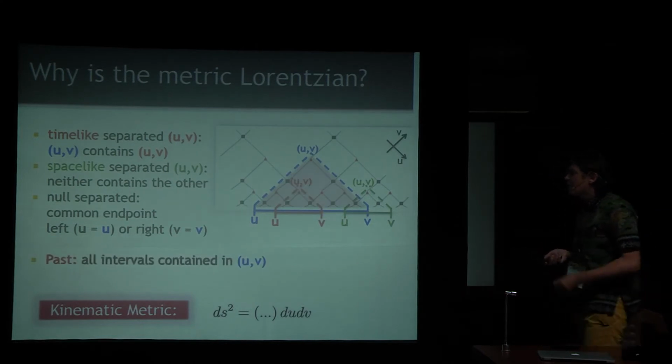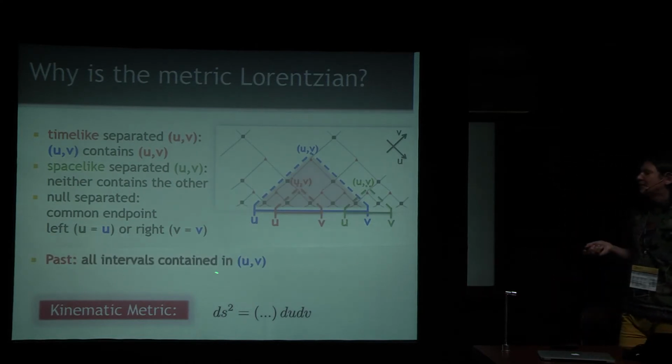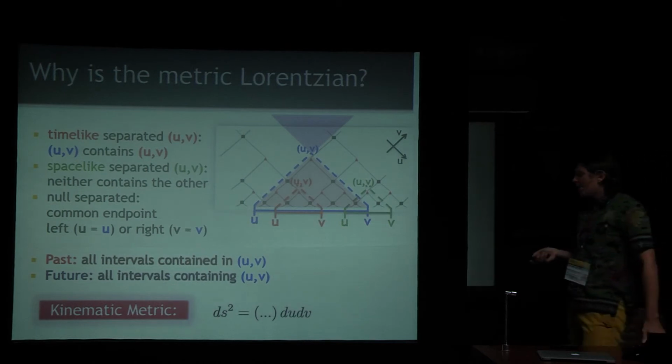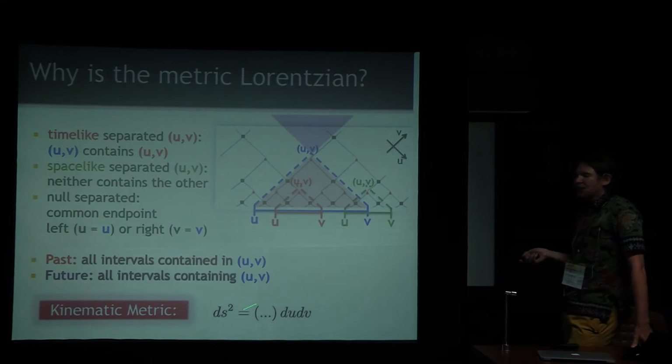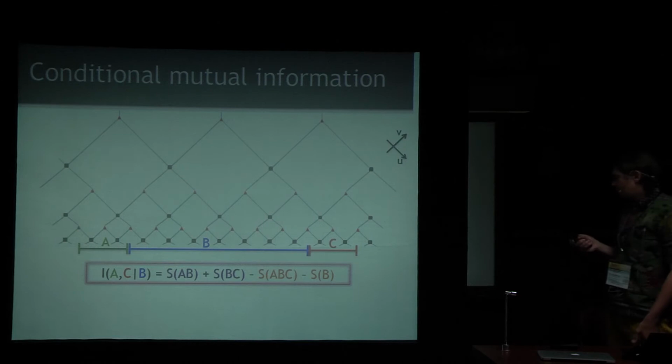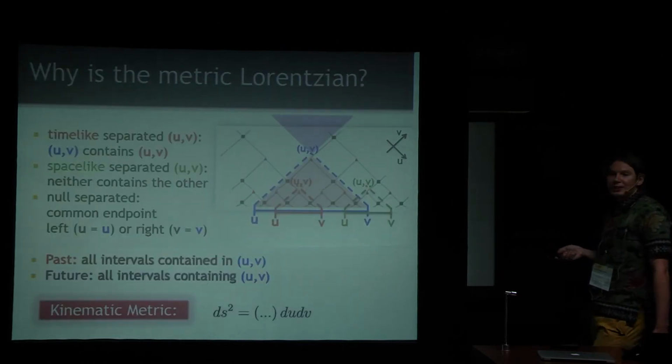So just to recap this, the past consists of intervals which are contained in my interval. The future consists of intervals which themselves contain my interval, and the space-like separated region is neither of the two. Okay, so we have the causal structure of the kinematic metric. Now we have to choose a conformal factor for it.